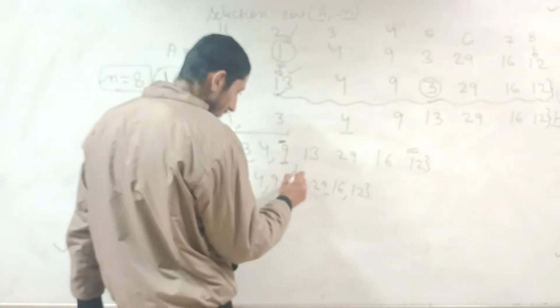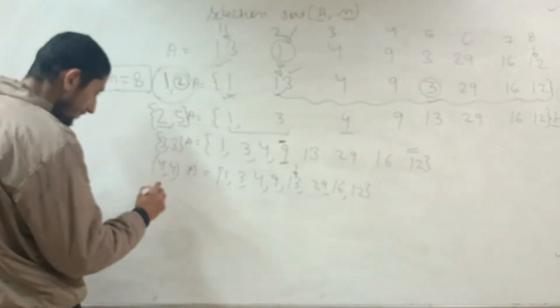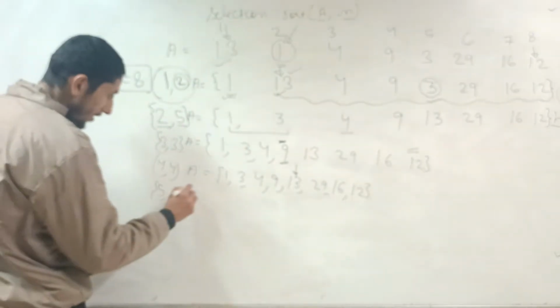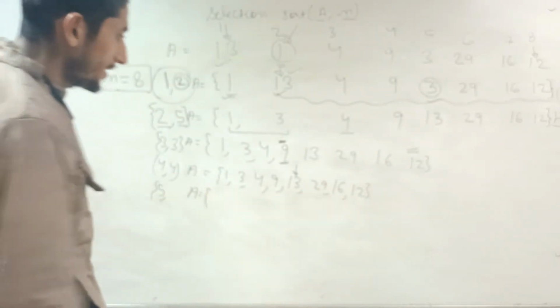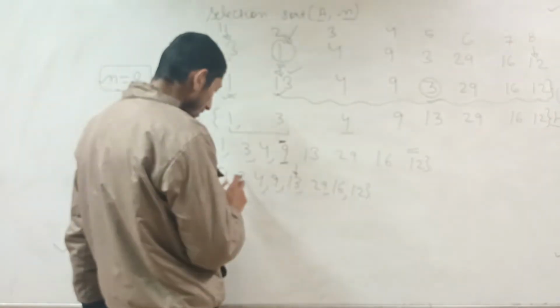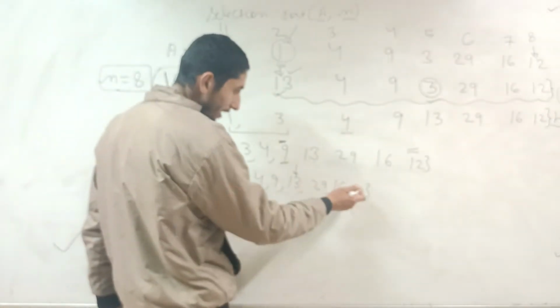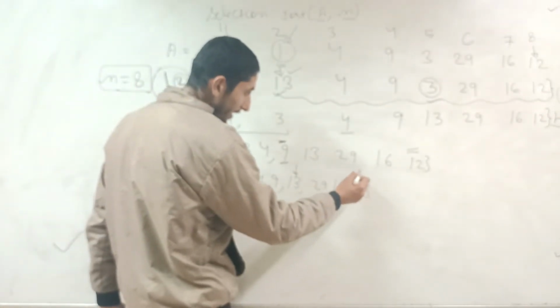Now I will repeat the same statement, but now I will start with 5. So what will happen? What is the index of the smallest element? That is 12. So 1, 2, 3, 4, 5, 6, 7, 8. It means the index of 12 is 8.